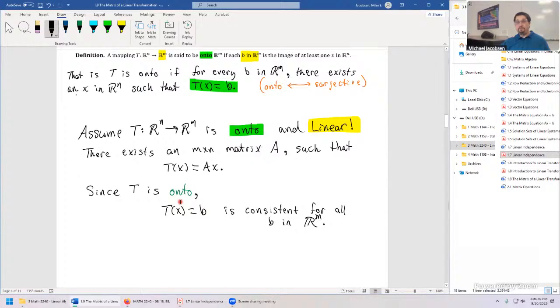So this is us emphasizing the transformation. If we wanted to, we can just swap in the matrix multiplication. This immediately implies it next. A times X equals B has a solution for all B in Rm. It's always consistent, or if you prefer to say it always has a solution.